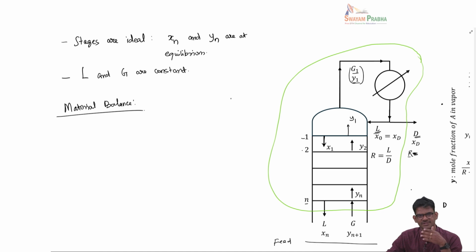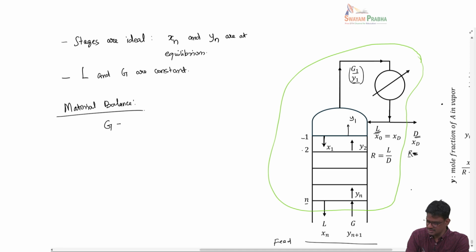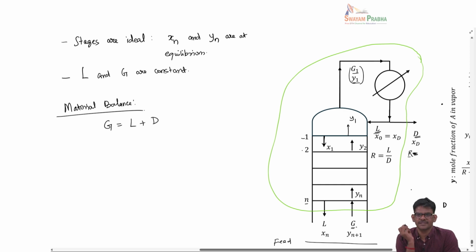So if you look at it from the system and environment point of view, demarcated by this envelope, we have to include only streams that are entering and leaving the system. As far as this particular control surface is concerned, there are only 3 streams coming in and going out. So G should be equal to L plus D. G is the total gas flow rate or vapor flow rate entering the system, L is the liquid that is leaving the system, and D is the distillate that is also leaving the system.